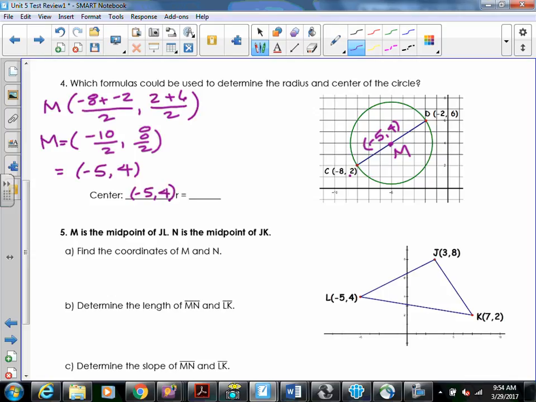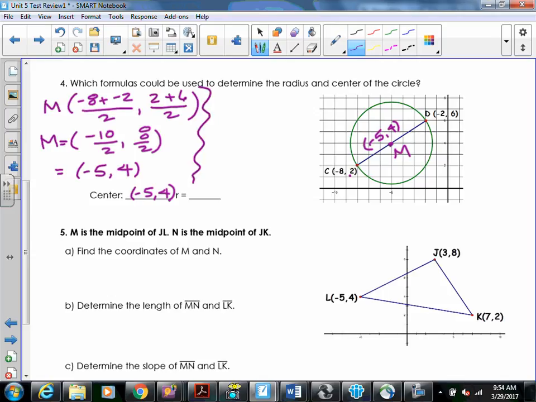Now, they also ask us for the radius. When they ask for the radius in this problem, they're really asking for the distance from the midpoint, or the center of the circle, to one of those points on the circle. Doesn't matter which one you do, you can find the distance from point M to C, or you can find the distance from M to D. Either way, it's the same length because every radius is the same. So which one do you want to do? The distance from C to M or from D to M? C to M. Okay.